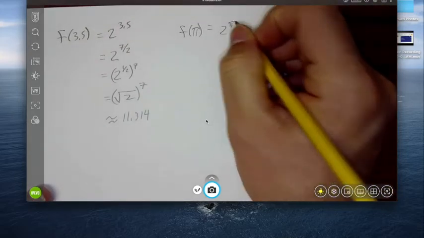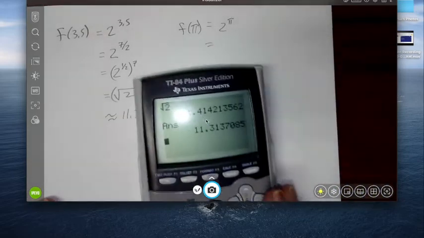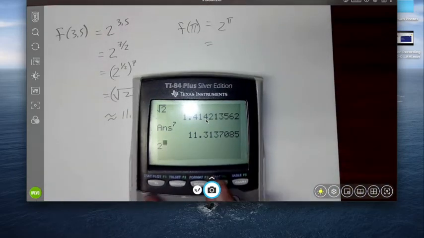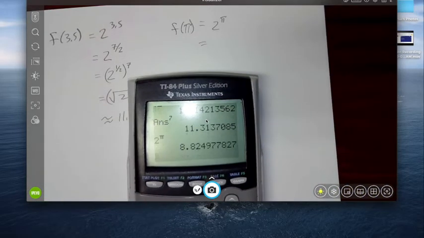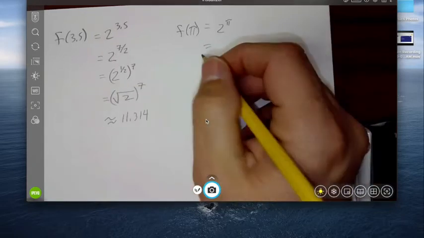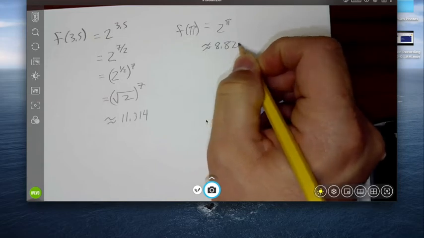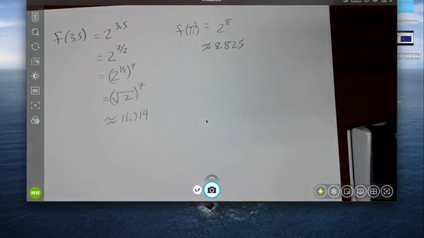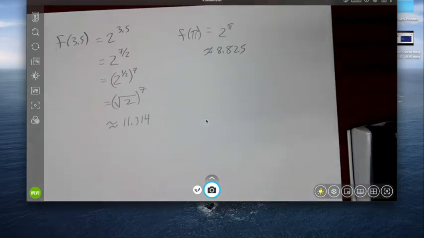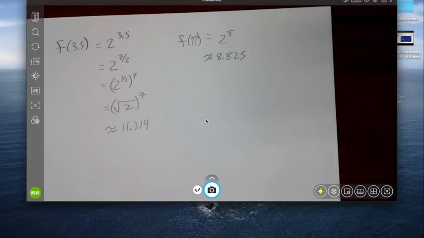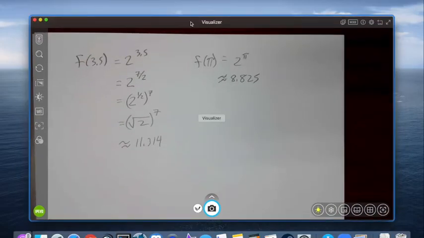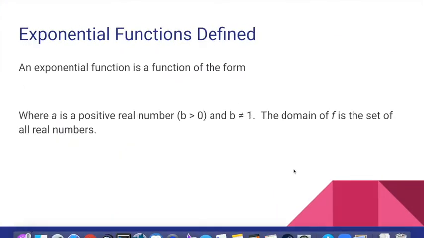So we use a computer, or we use a calculator, and we do 2 to the pi, and it tells us 8.825, approximately equal to 8.825. So if you're ever asked to evaluate something like that, understand that I'm not expecting you to do it by hand. All right, back to our slides here.